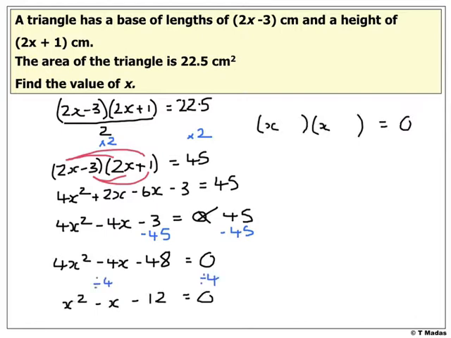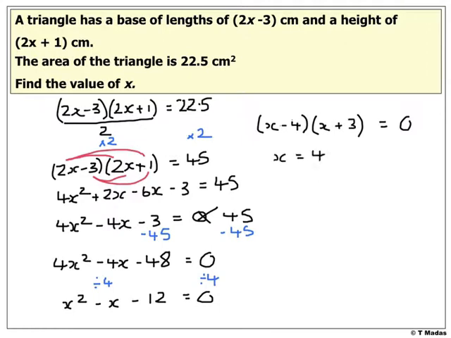And I'm looking for two numbers that multiply together to give me minus 12 and add together to give me minus 1. So that must be minus 4 and plus 3. So x minus 4, x plus 3. So my two solutions will be x equals 4 and x equals minus 3. I'm going to discard the minus 3 one because that doesn't make any sense. So the value of x must be 4.